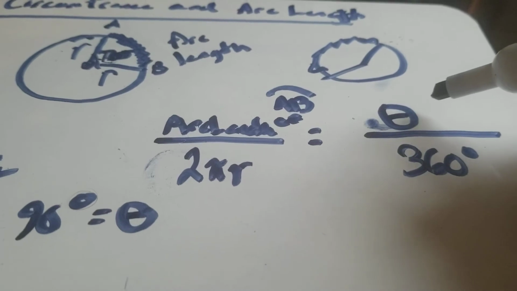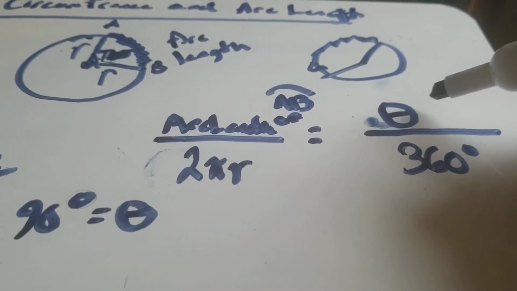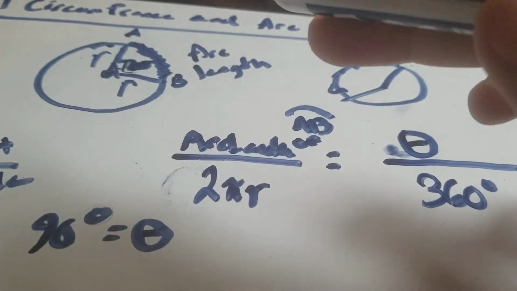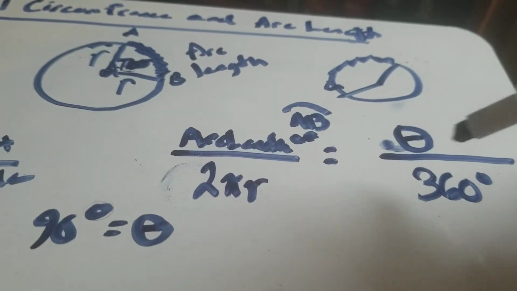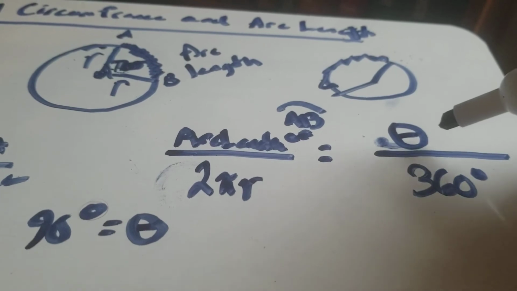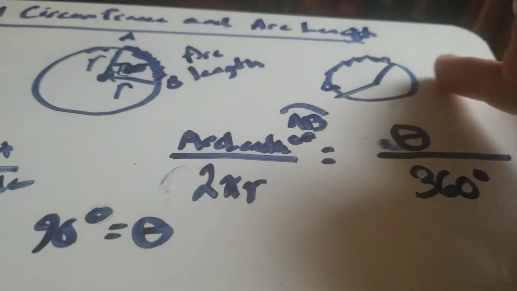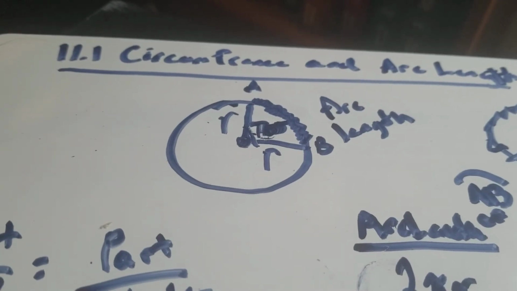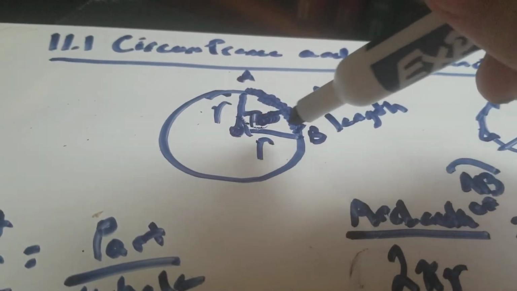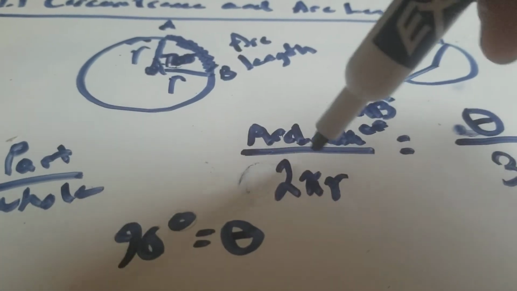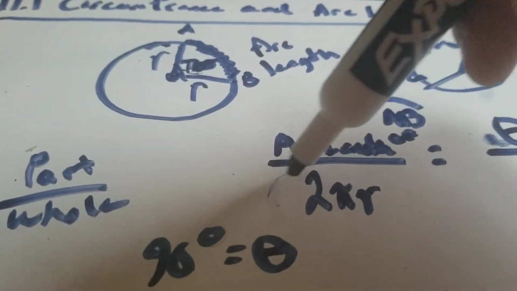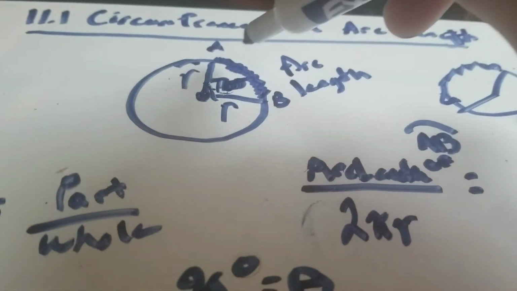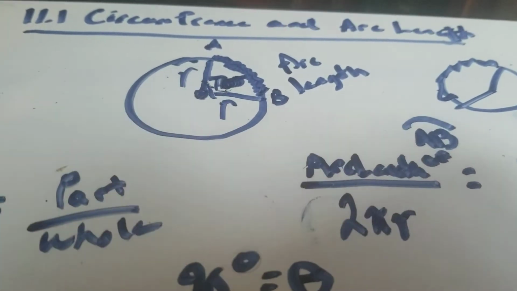Well, if I plug in a 90 here, it's 90 degrees over 360. Well, 90 degrees is 1/4 of the whole thing, and 90 over 360 becomes 1/4. So this circle up here would represent 1/4. So that matches our ratio over here. This is the whole circle, so the whole circumference. And this should be 1/4 of the whole circumference.